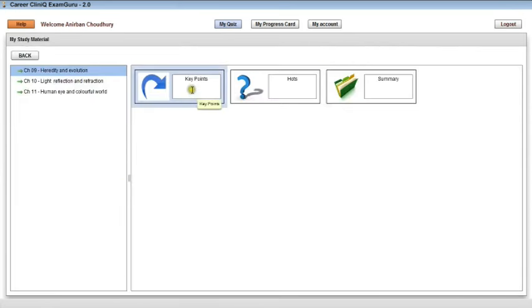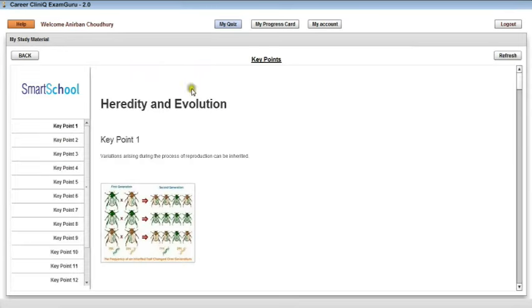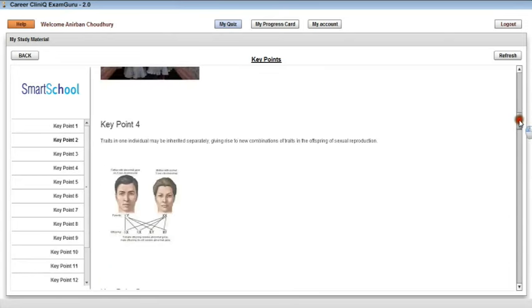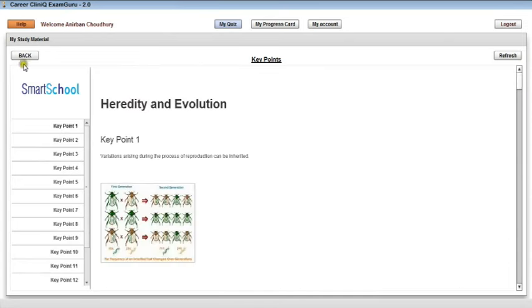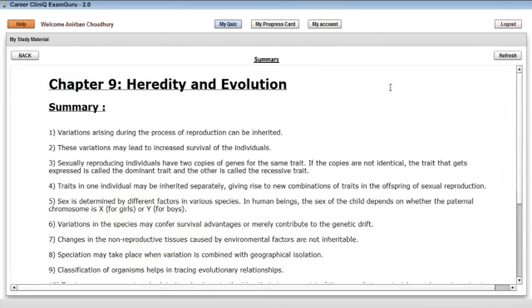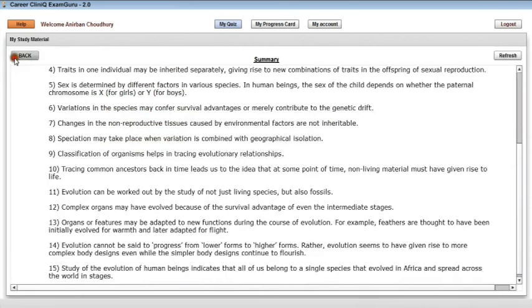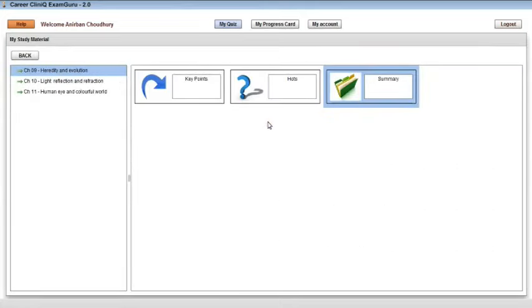In the study material, we'll get the key points here. Key points are the points that you cannot afford to miss from this chapter. These are the most important highlights of the chapter. So you read the key points here. You have the portion called HOTS, which I already explained, and you have the summary. In summary, you get the overall gist of the chapter. So this is about the CliniQ Exam Guru software.